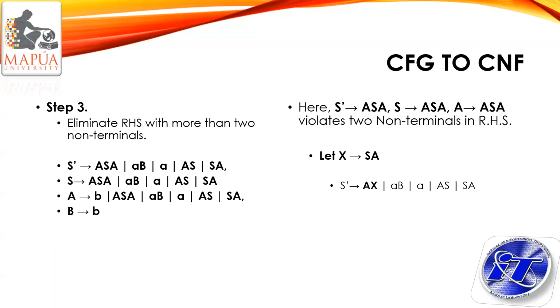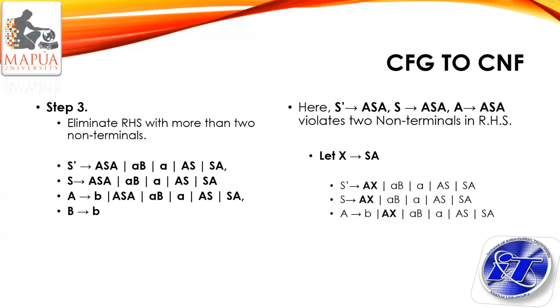Okay, same as with the second rule, SA will be replaced by X. So now we have AX on the second rule. Now we don't have ASA. It will be rewritten as AX. Okay, and also in the third rule, since we also have ASA in the third rule, ASA will be replaced by AX.